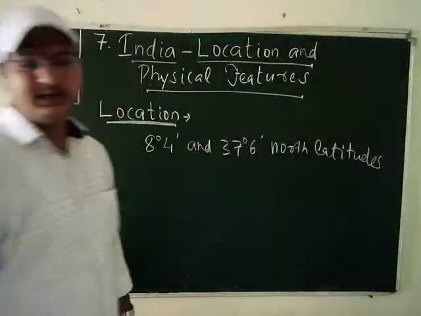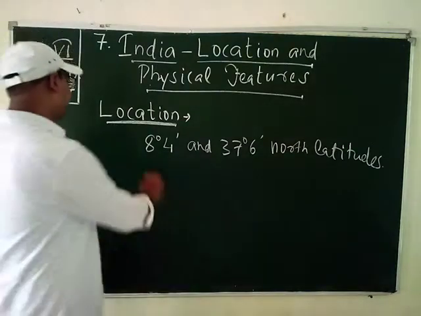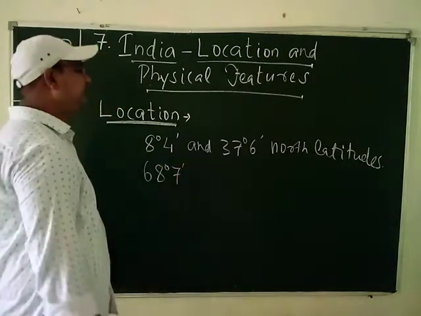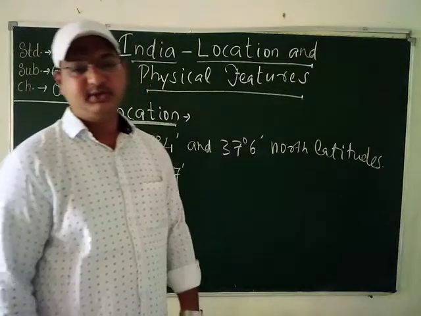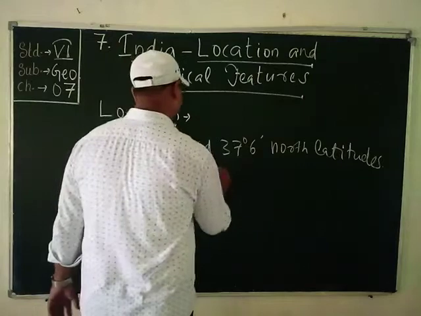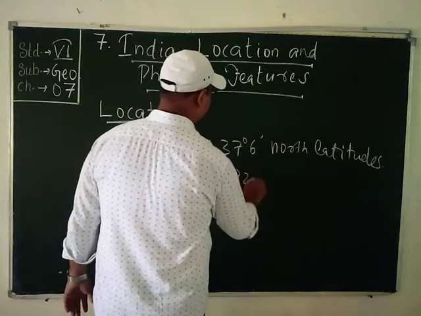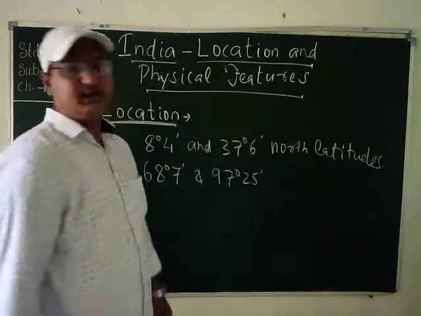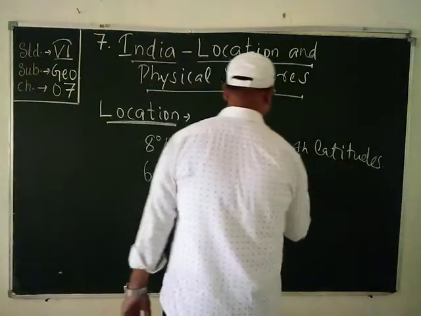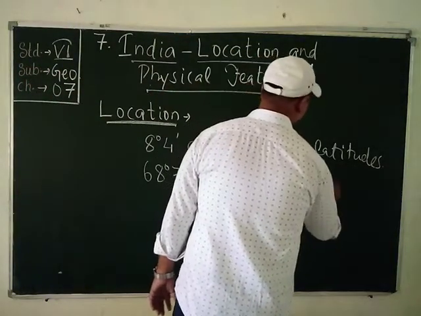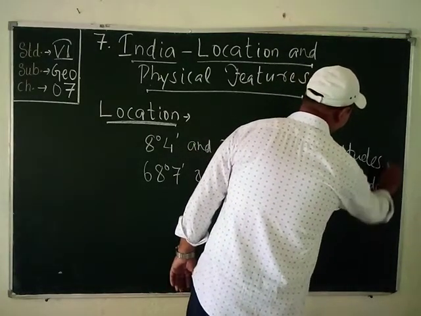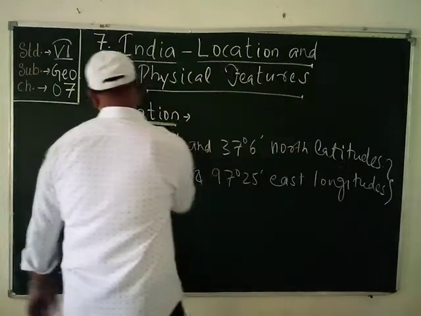And students, the next is 68 degree 7 minutes and 97 degrees 25 minutes east longitudes. Students, this is the position of our country, the geographical position in latitudes and longitudes chapter.